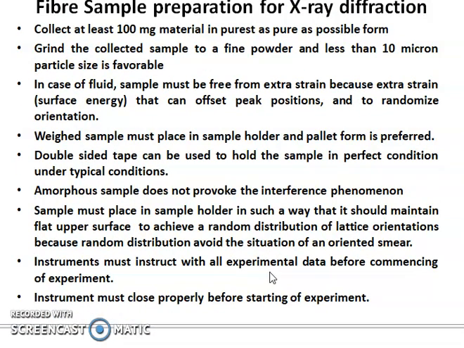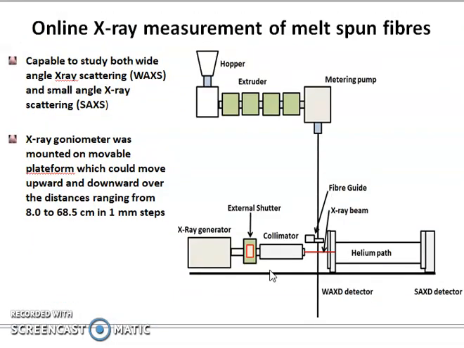The sample preparation for X-ray diffraction, I have already discussed a little bit. This is the very latest technique, online X-ray measurement of melt spun fiber, developed by a group of scientists. This goniometer is fixed in a spin line and can move upward and downward. A movement of 8 mm to 68 centimeters of this goniometer is possible with a step of 1 mm.